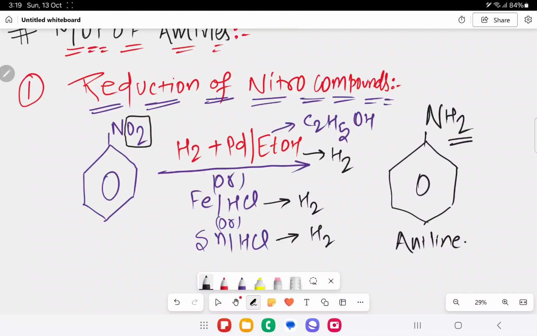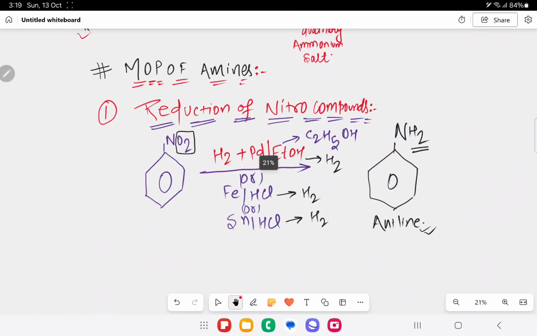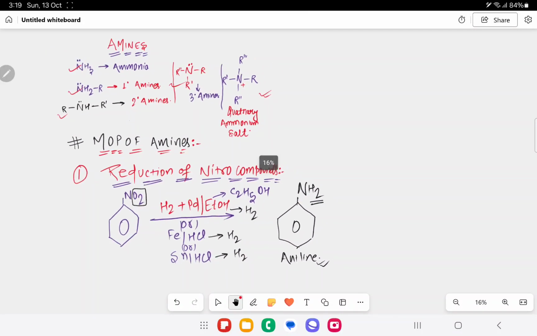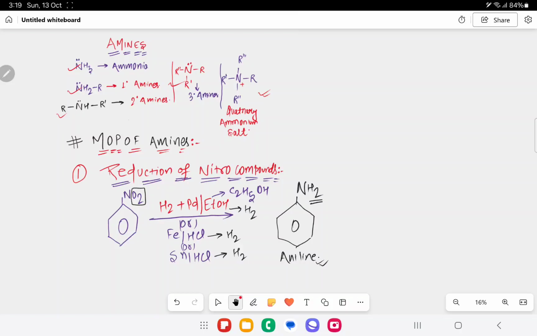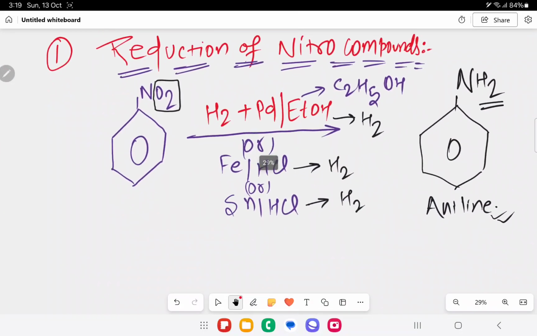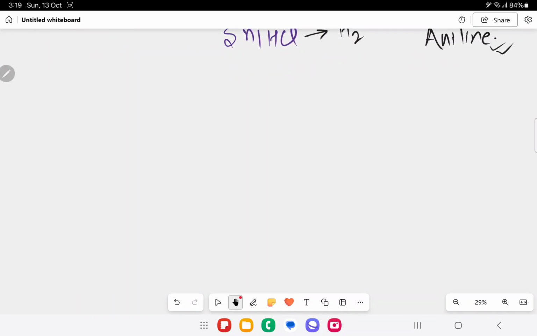And the common name of this compound is aniline. So this is the first method of the preparation of amines from nitro compounds. Take the screenshot from here. I will make the screen smaller so you can take the screenshot directly. Taken. Now come to the second method, and whenever a mechanism is needed, I will write the mechanism also.